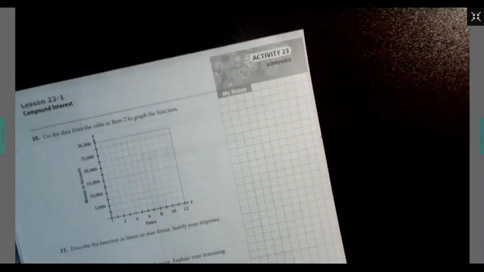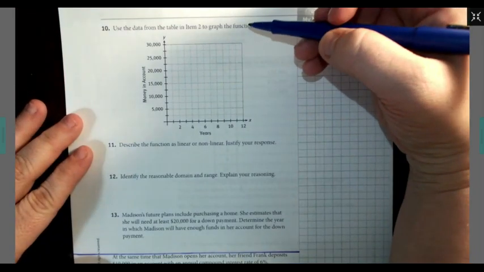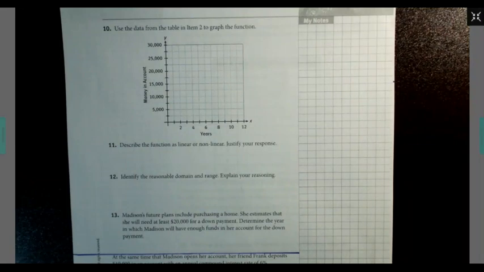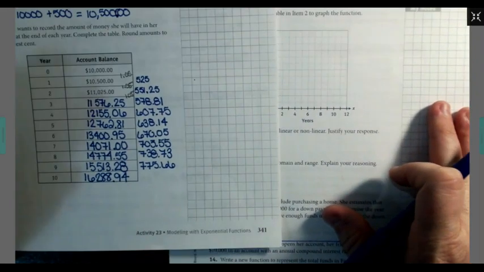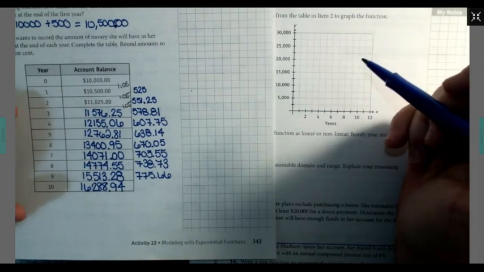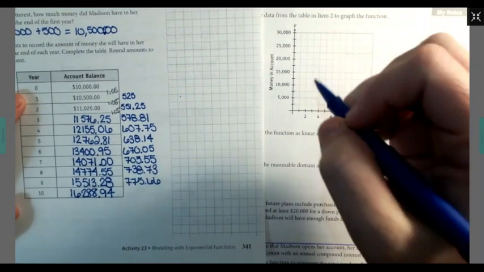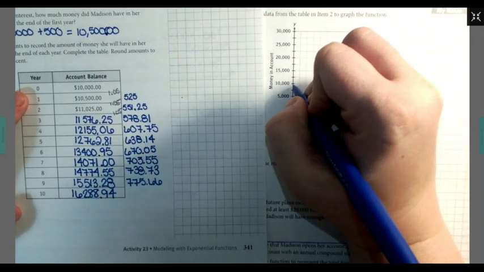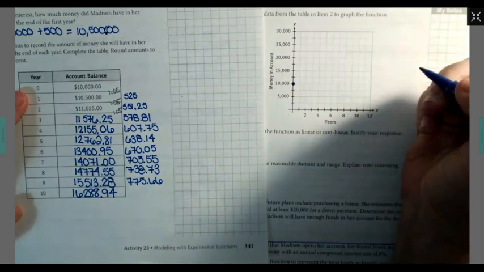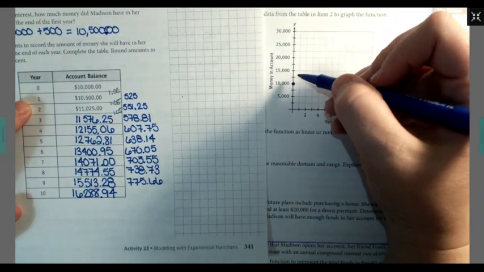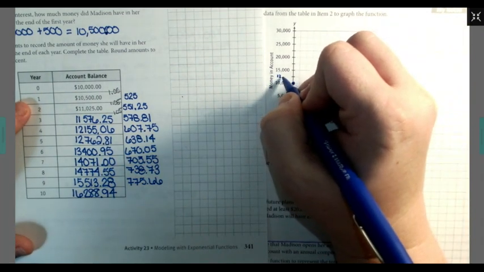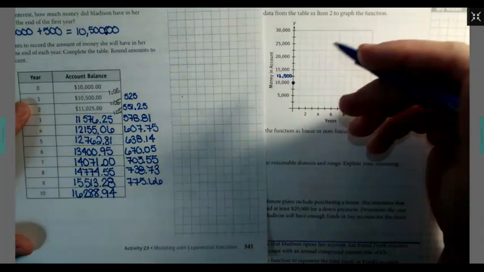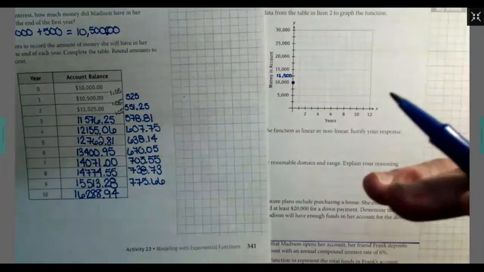Moving over to question number 10. Use the data from the table in item 2 to graph your function. Obviously, these are going to have to be some type of approximation. There's no way we're going to make these exact, so we'll do our best. We know that in year 0, there was $10,000 in the account. Then we had 10,500. Now, keep in mind, this is 15,000, so that makes this 12,500 right here. So keep that in mind as we go to approximate these along the way.